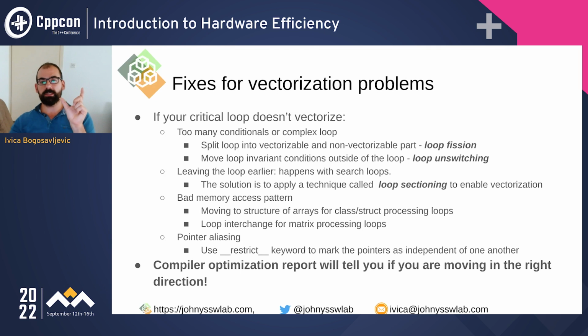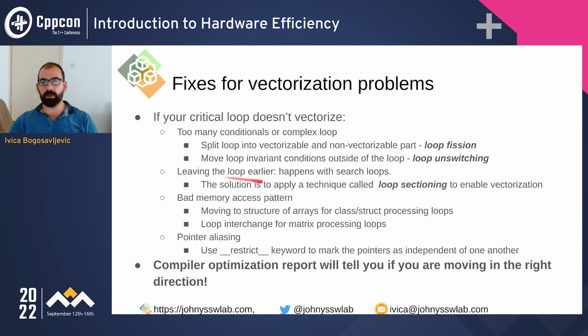So what you can do is a technique called loop unswitching. You move the loop invariant condition outside of the loop, and then you create two versions of the loop. One where the condition is true, a second one where the condition is false. This is a way to avoid too many conditionals in the loop and make automatic compiler vectorization easier.